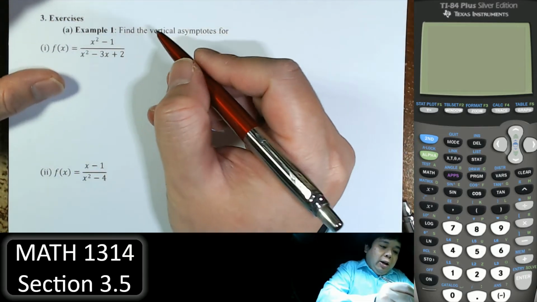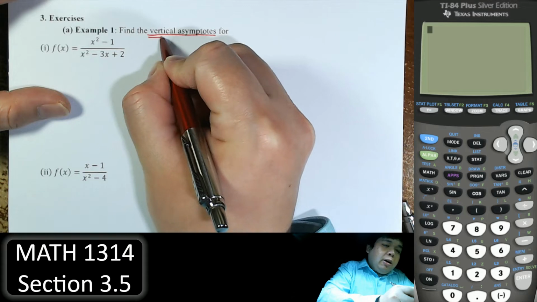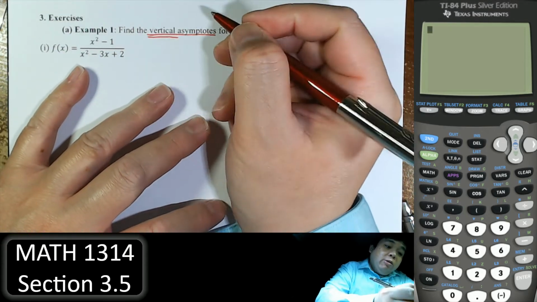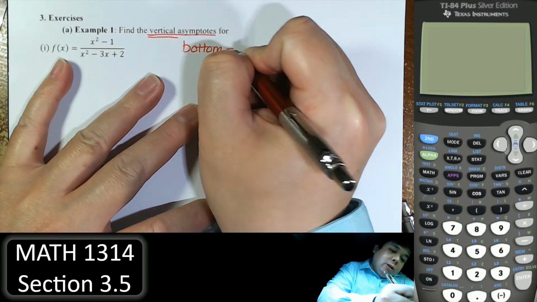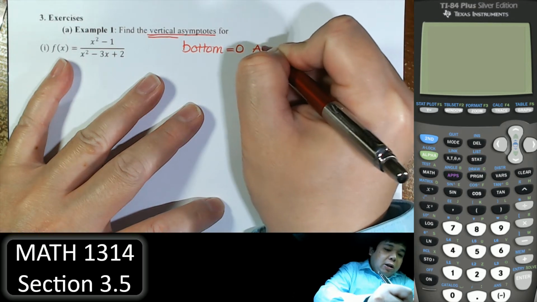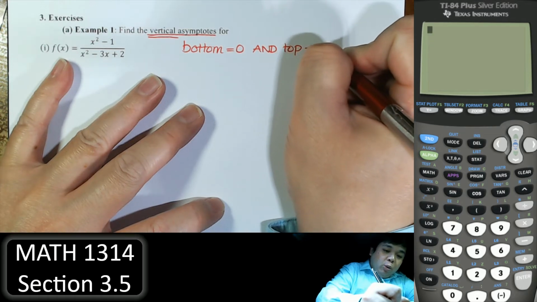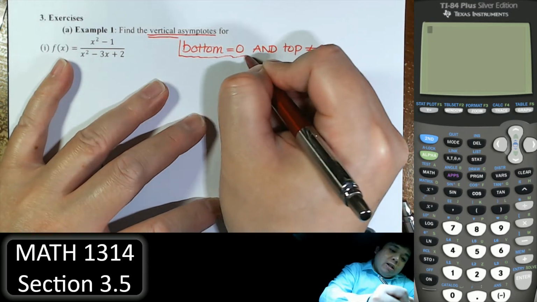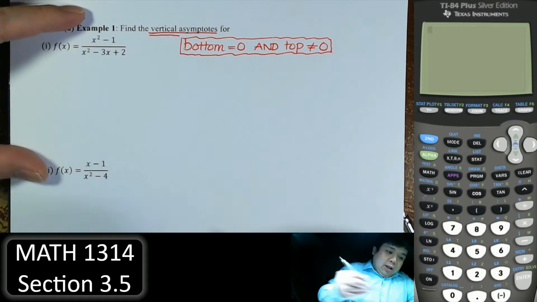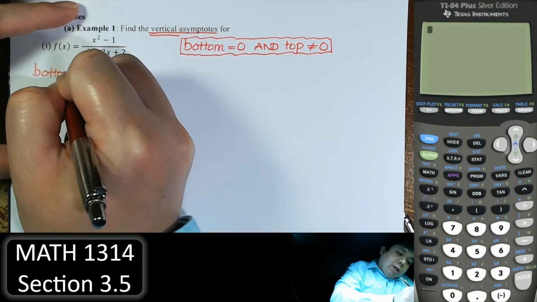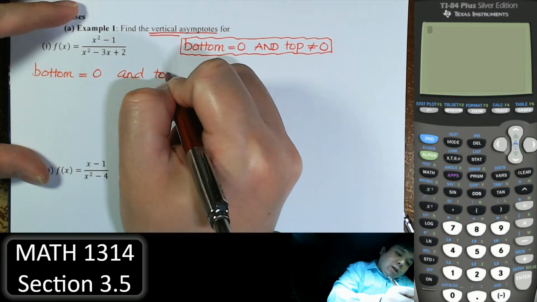Here we have some examples. Find the vertical asymptotes. For the vertical asymptote, we need the function to be undefined, so the bottom must be equal to 0. But we don't want the top to be equal to 0, because in that case we will not have a vertical asymptote, we have a hole instead. You will see in this first example. Right, so once again we need the bottom equal to 0, so the function is undefined, and then make sure that the top is not equal to 0.